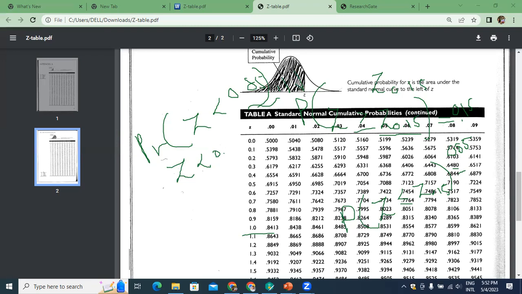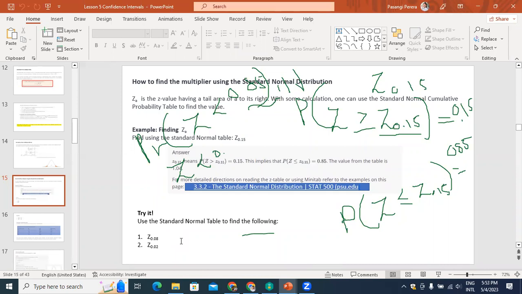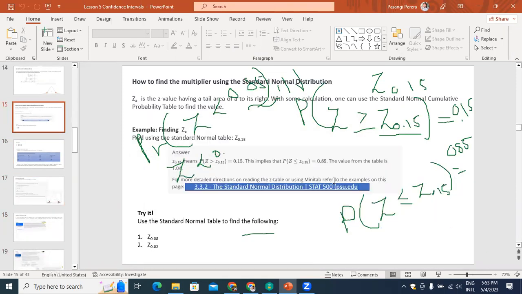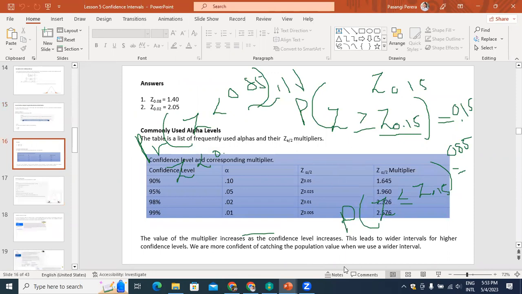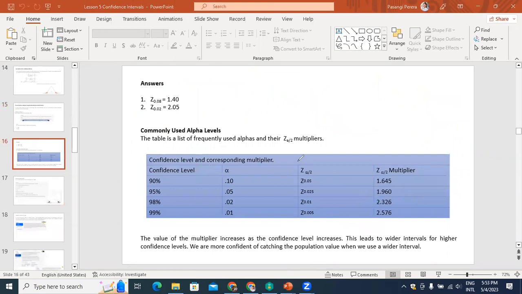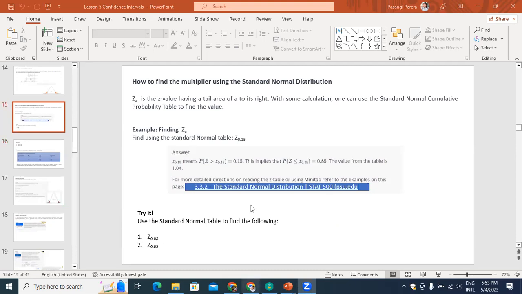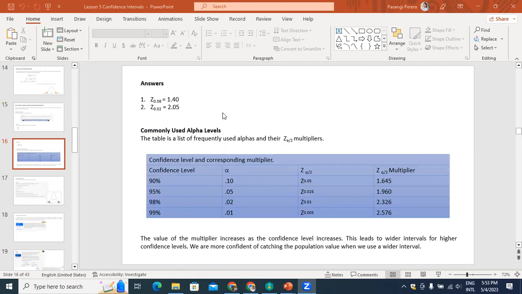Any questions? Did you understand how to read it? Does anyone have any questions? Try to read the values for 0.08 and 0.02. The answers are also given here, so I hope you can check by yourself. For 0.08 you will get the value 1.40, and for 0.02 you will get 2.05. So just check these and try to get the values.